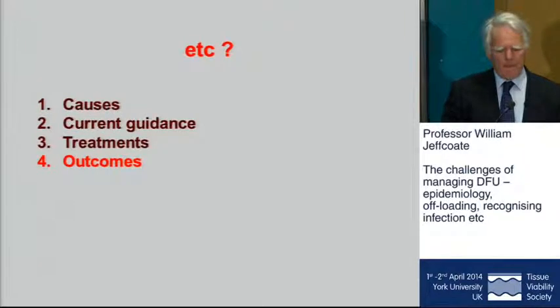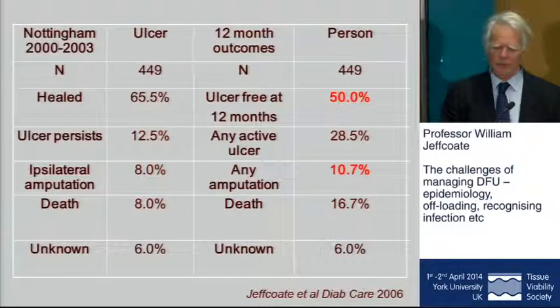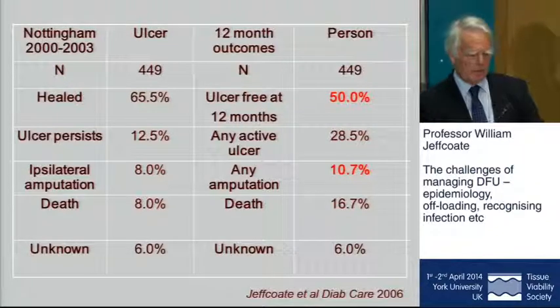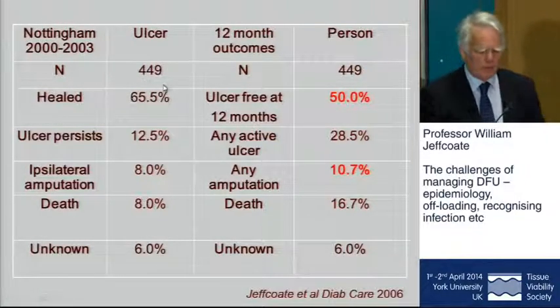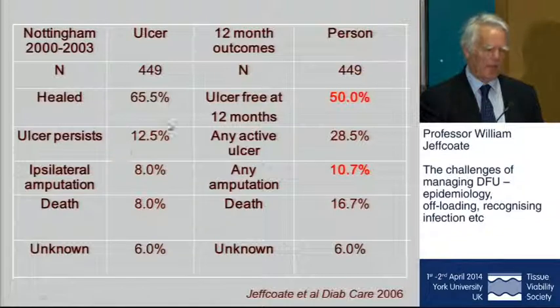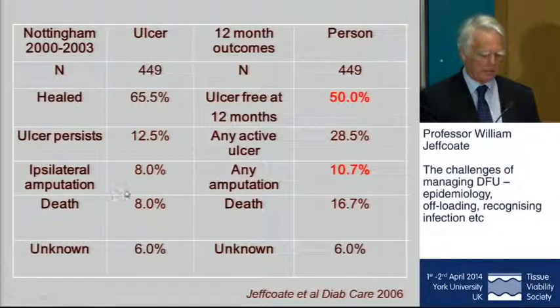Outcomes. Amputation is the thing that we count the most, but it's not the most important. These are data which we published 10 years or so ago. I guess they're a bit out of date. A large number of consecutive referrals to a specialist centre. And you look at ulcer outcomes, 2/3 heal, a number don't. 8% result in some form of amputation to get rid of it. 8% of the people who got an ulcer die.